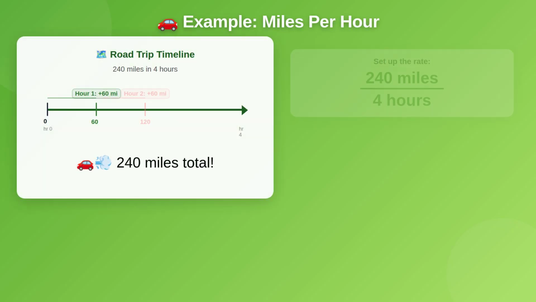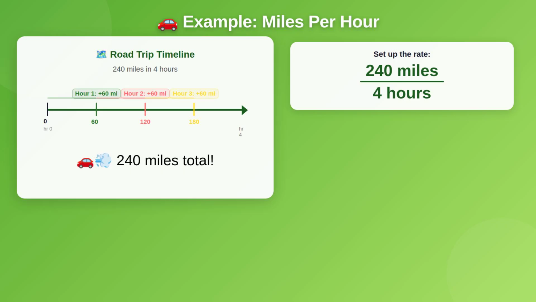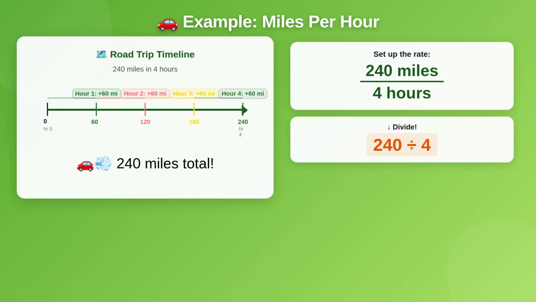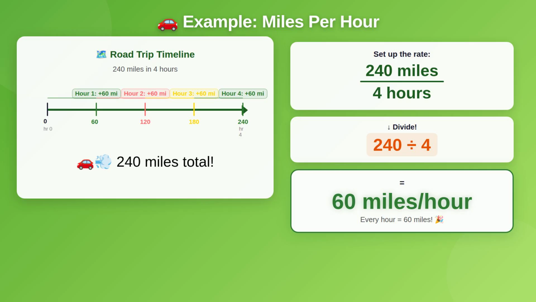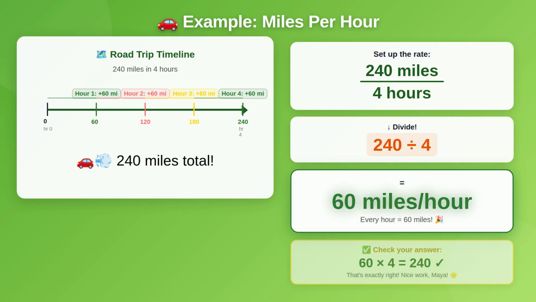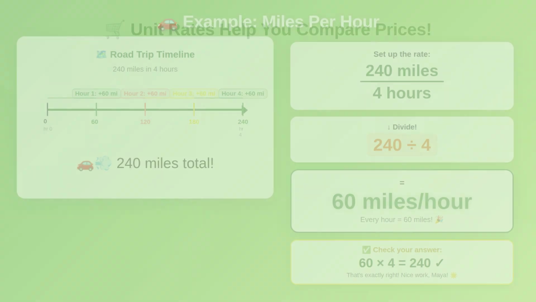Maya's family is driving to visit her grandma. They travel 240 miles in 4 hours. What's their speed in miles per hour? We set up our rate, 240 miles over 4 hours. Now divide the top by the bottom. 240 divided by 4 equals 60. So their speed is 60 miles per hour. That means every single hour, they cover exactly 60 miles. Check. 60 times 4 equals 240 miles. Yes, that's right. Maya just calculated her own road trip speed.